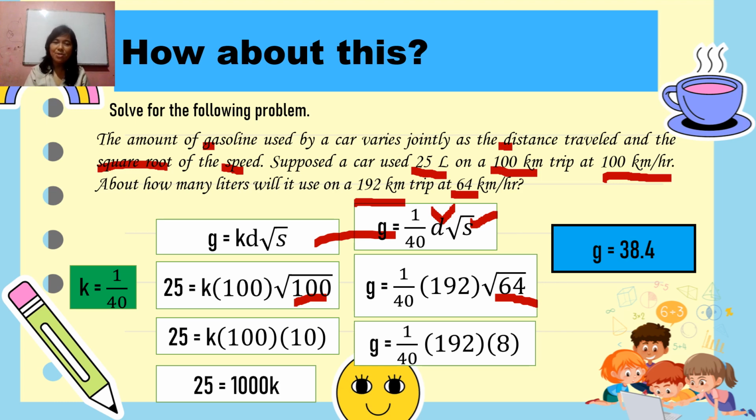You're going to get 38.4. Sabi, about how many liters? So, kailangan mo lang mag-round off. Okay? So, 38 liters. About 38 liters ang magagamit mo on a 192 kilometers. Yan. Easy, di ba?